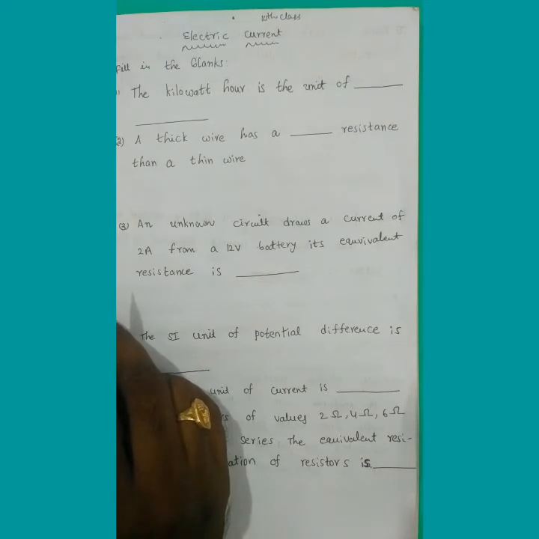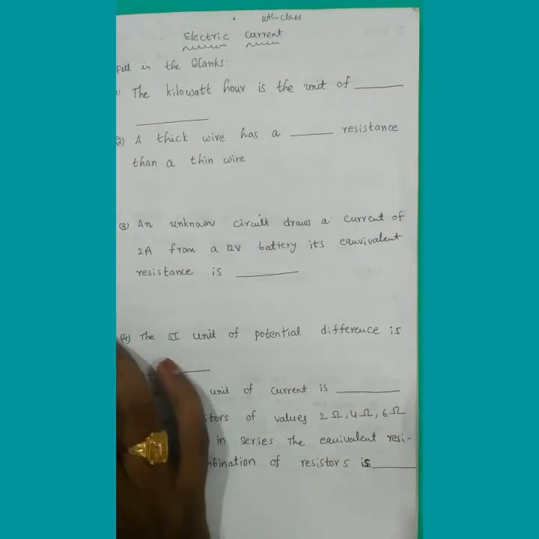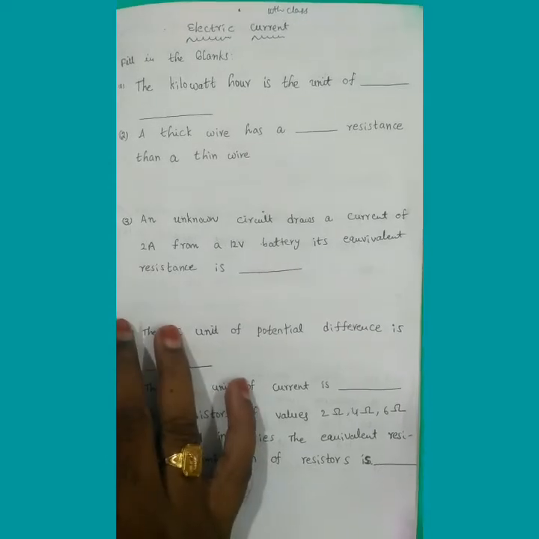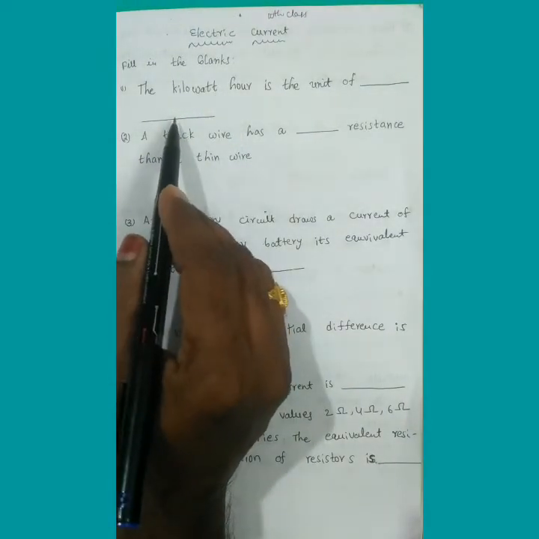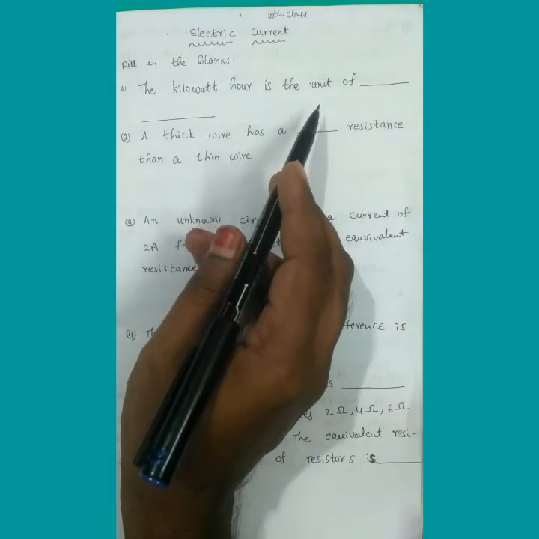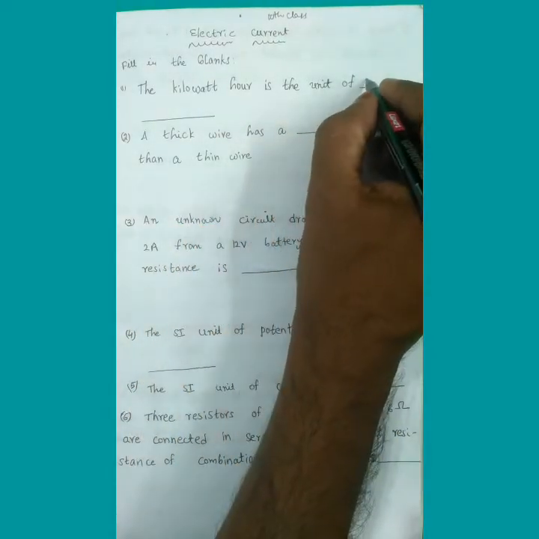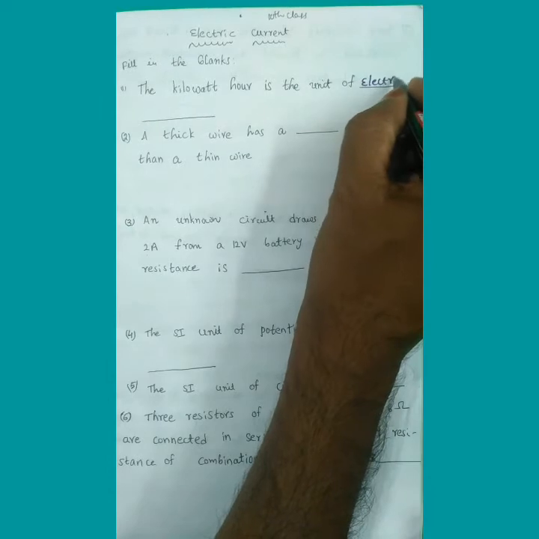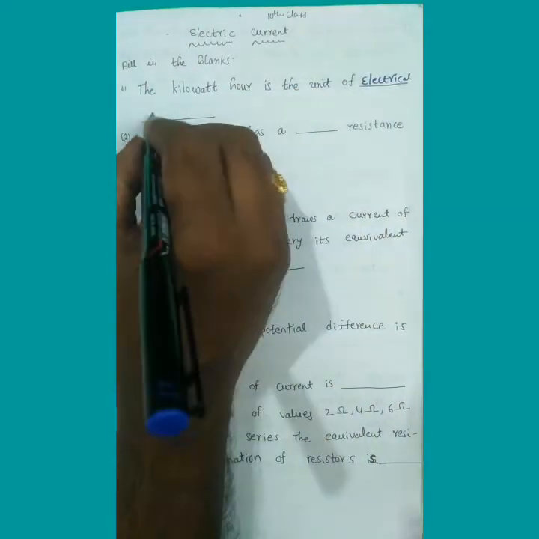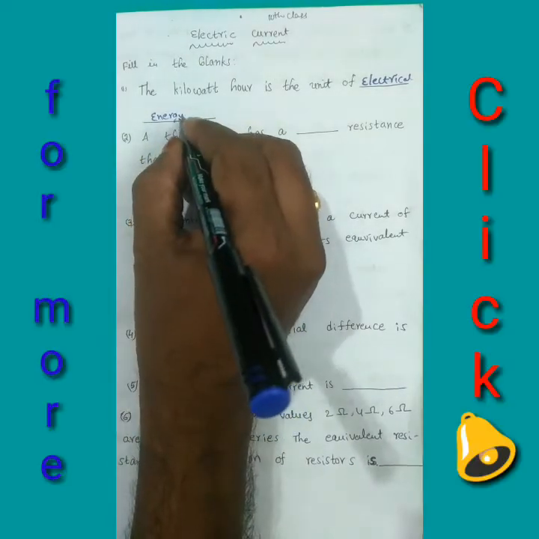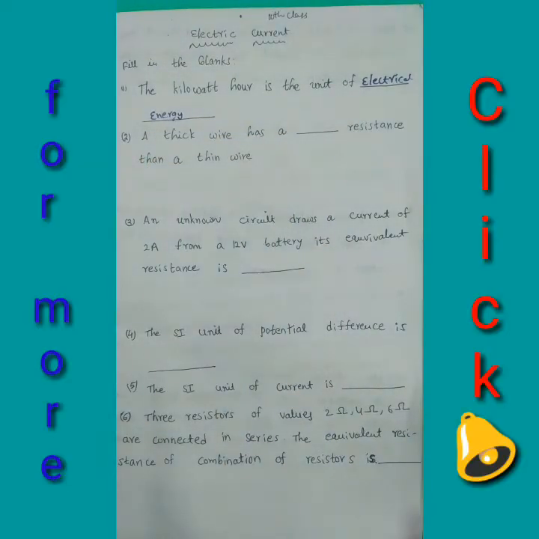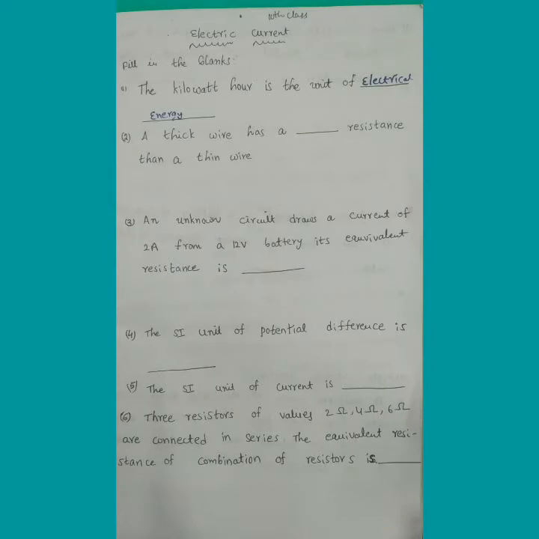Today I am going to explain the bits that exist at the end of each chapter. That means in today's class I would like to discuss the bits at the end of the electric current chapter. The kilowatt hour is the unit of electrical energy. The unit of electrical energy is kilowatt hour.